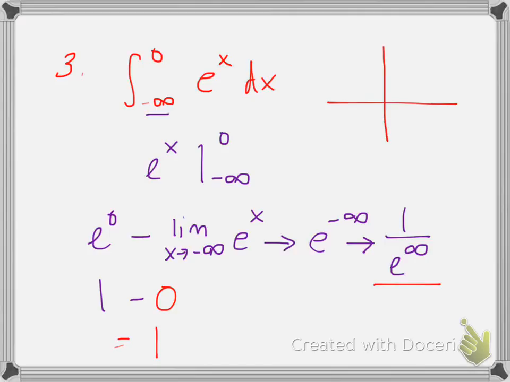Again, just thinking about the graph, e to the x kind of looks like that. And if I'm going from 0 to negative infinity, then I'm finding this area, and it must get to the x-axis really close so that I could estimate that that area would be 1.